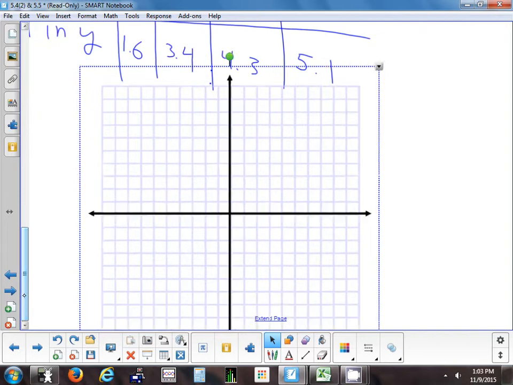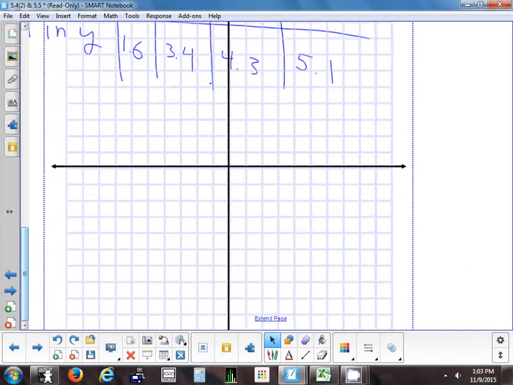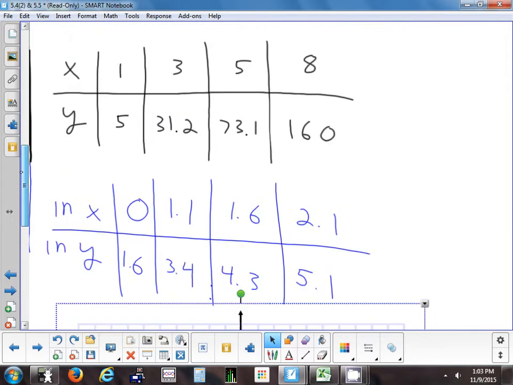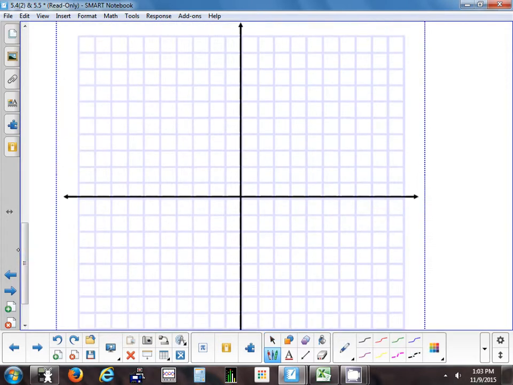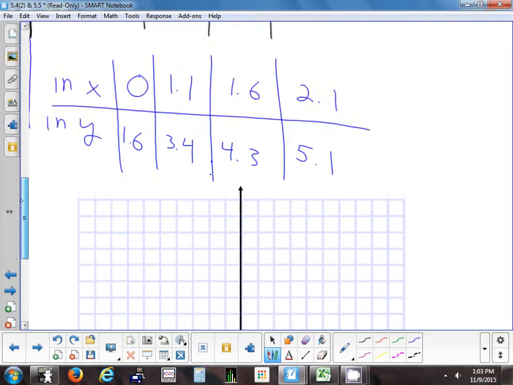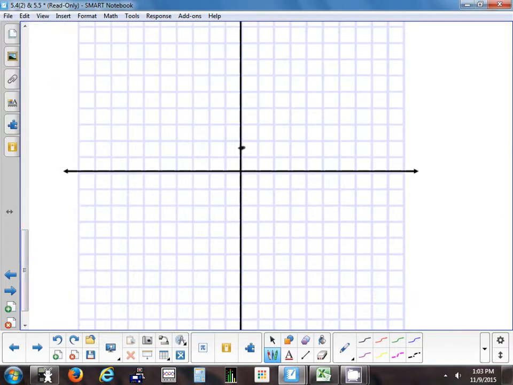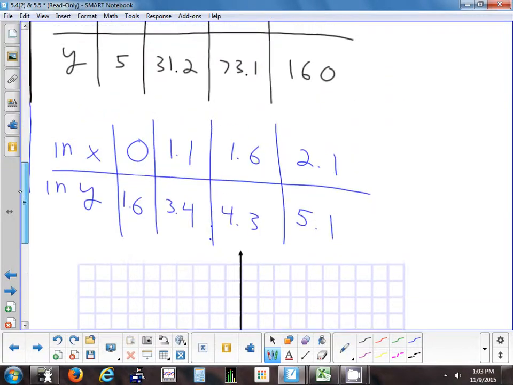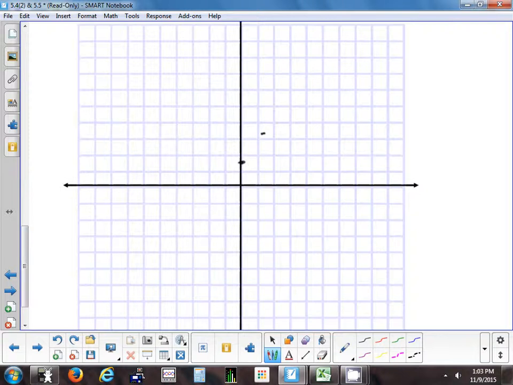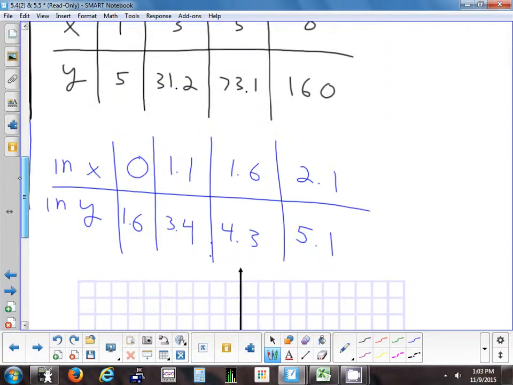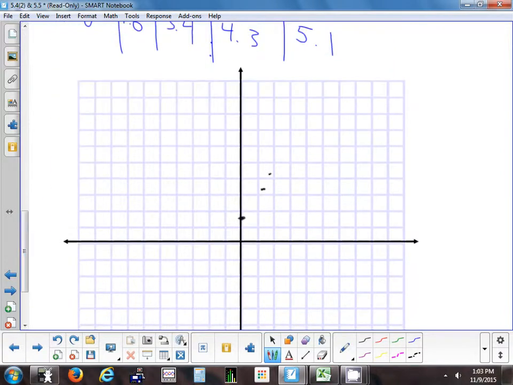All right, so let's make that nice and big. All right, so we got 0, 1.6. You're about right there. 1.1, 3.4. Okay, 1.6, 4.3, maybe about right there. And 2.1, 5.1. Okay. Overall, do those points look like they're pretty straight?